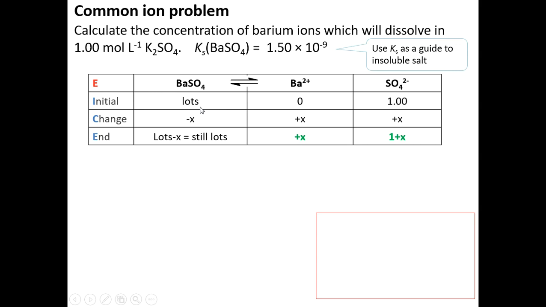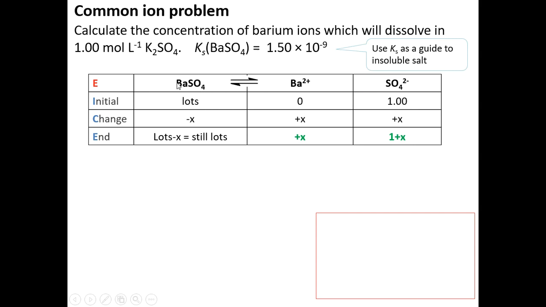So in the beginning, if you think of a beaker containing a solution of 1 mole per liter of potassium sulfate, and I add some barium sulfate to it, I'll have lots of barium sulfate. I'll have no barium right in the beginning, but I will have sulfate from the potassium sulfate solution, and we know the concentration will be 1 mole per liter. Then it will start dissolving.